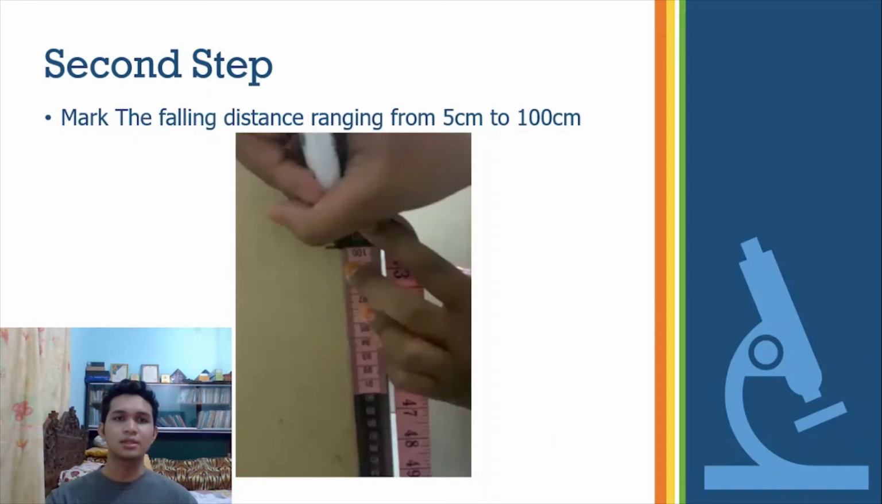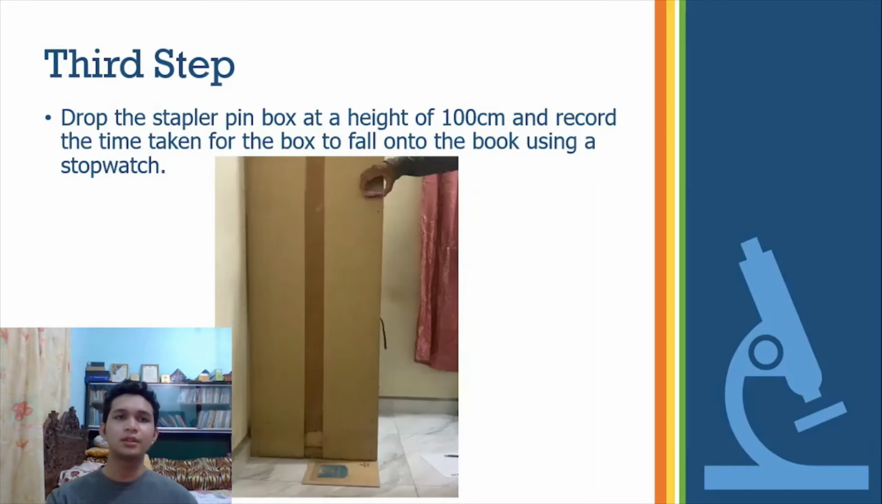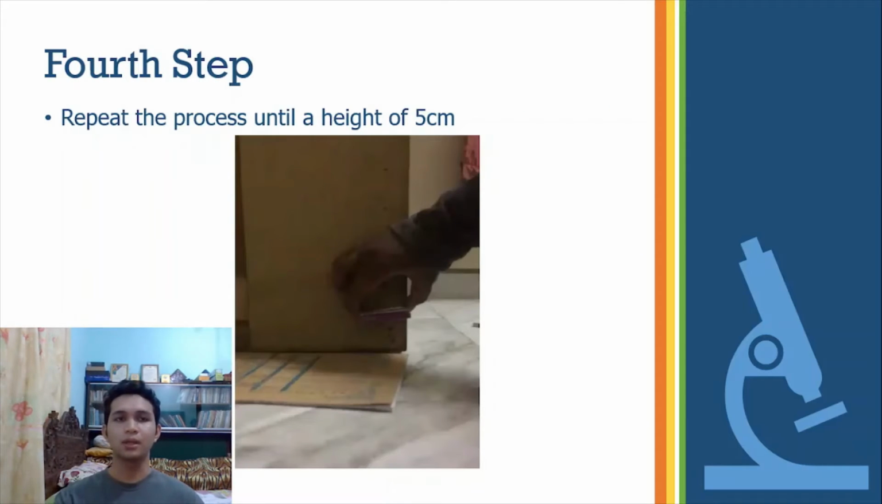Next, the second step is we mark the falling distance ranging from 5 cm to 100 cm. Then the next step is we drop the stapler pin box at a height of 100 cm and record the time taken for the box to fall onto the book using a stopwatch. The final step is we repeat the process until a height of 5 cm.